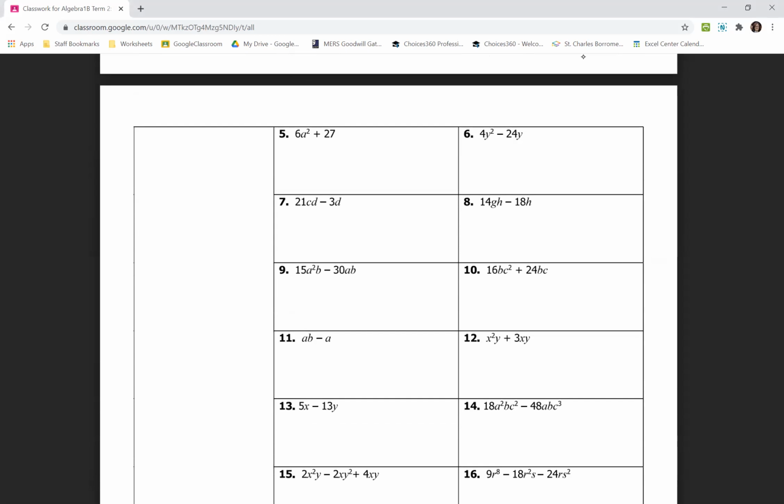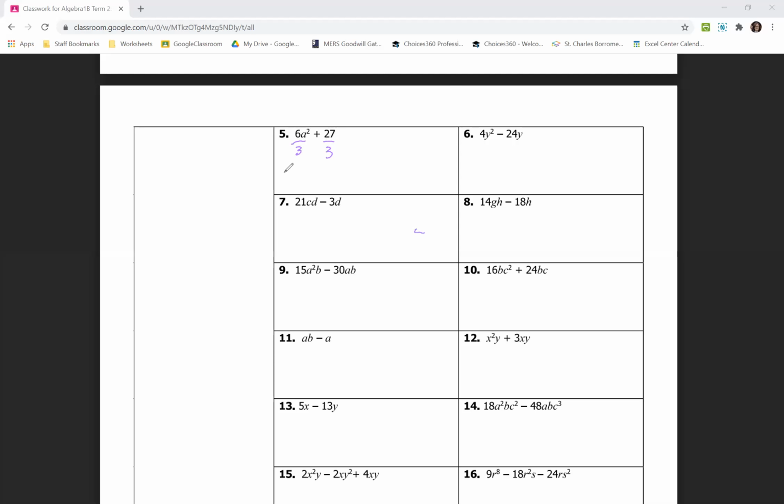Sometimes we'll have lots of variables going on. So I have 6a squared plus 27. I always look at the coefficients first. I have 6 and 27. Is there anything I can divide evenly into both? Well, I know I can divide a 3 into both 6 and 27, right? And I look at my variables. This one has an a squared. That one doesn't have any variables, so there won't be any common variables.